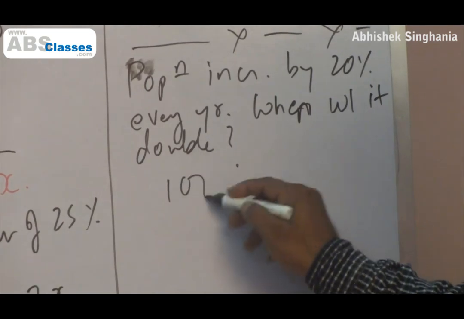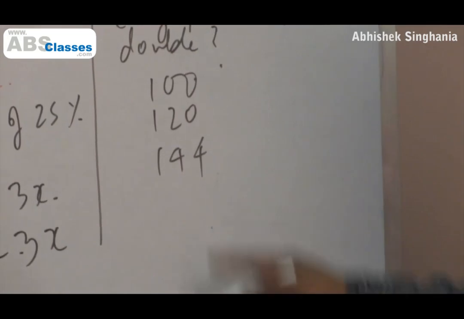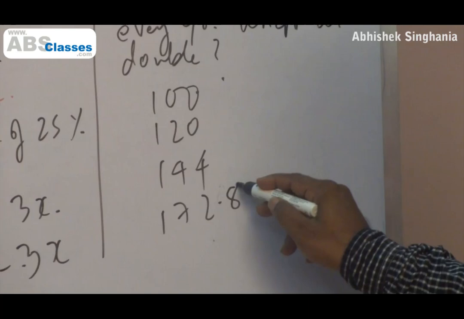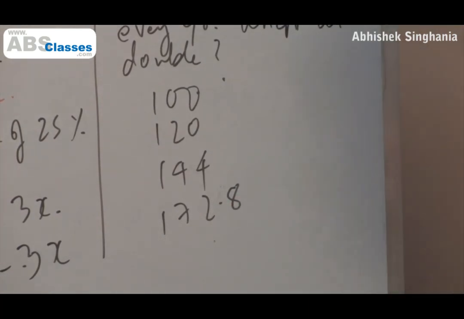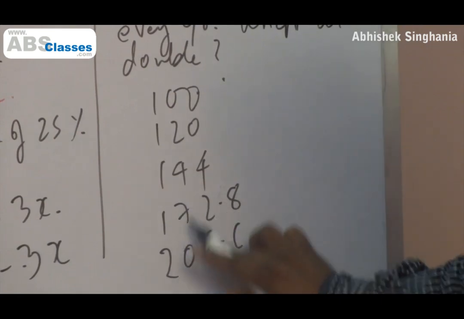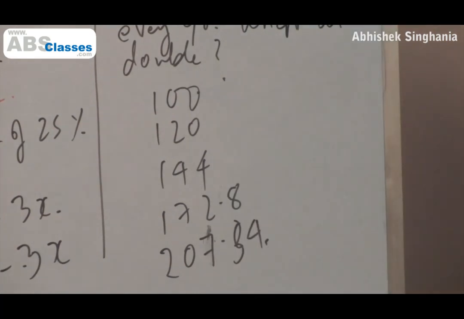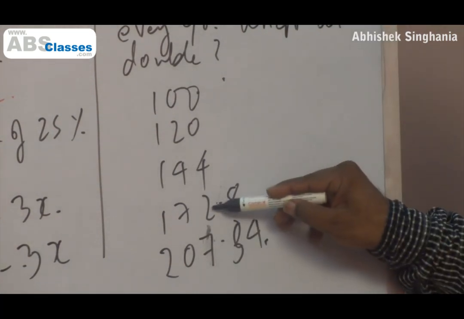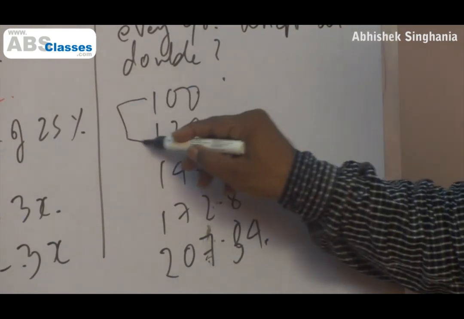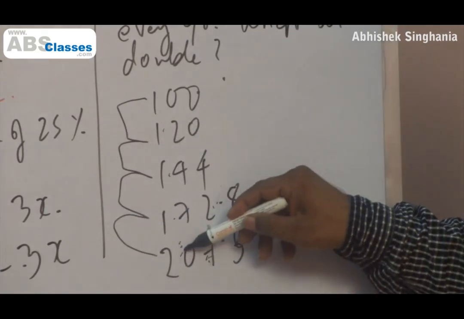For example, initially it's 100, after 1 year 120, another increase of 20%, 144. 20% of 144 would be 28.8, so this would be roughly 172.8. 20% of this would be around 34.56, which means it would be around 207.34. Right? We don't even need to do this exact calculation. Roughly after this we understand that the next increase will take it beyond 200, which is sufficient for us to answer that the number will double itself in how many years? 1, 2, 3, 4 years. In the fourth year the number will double.